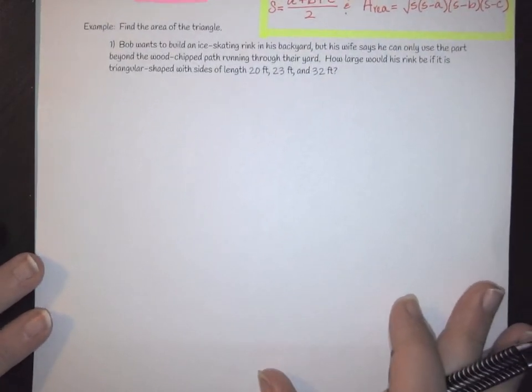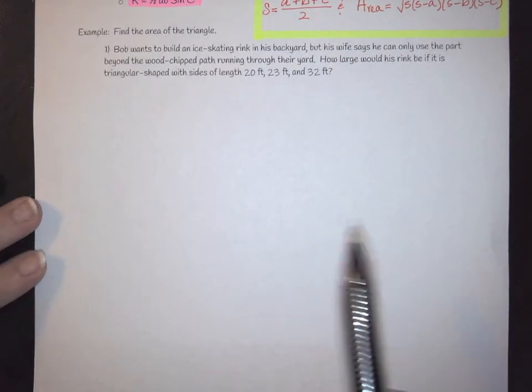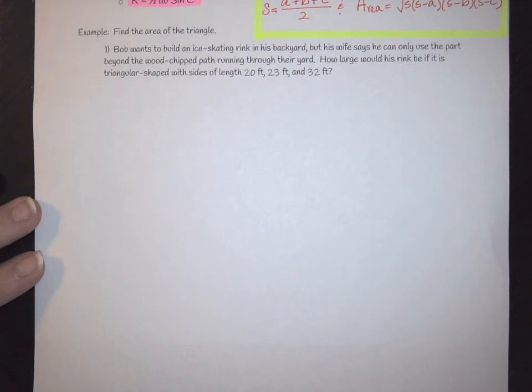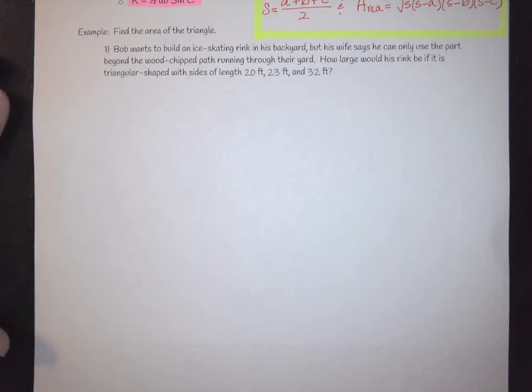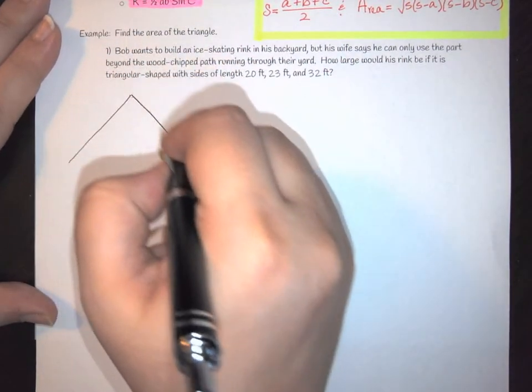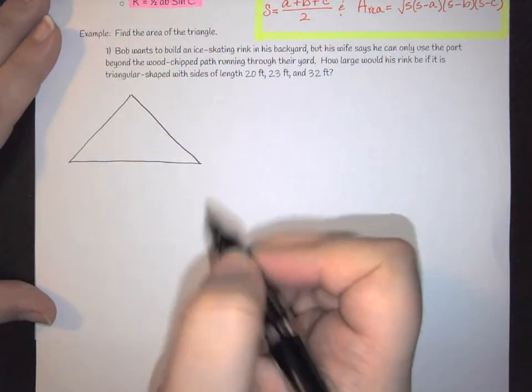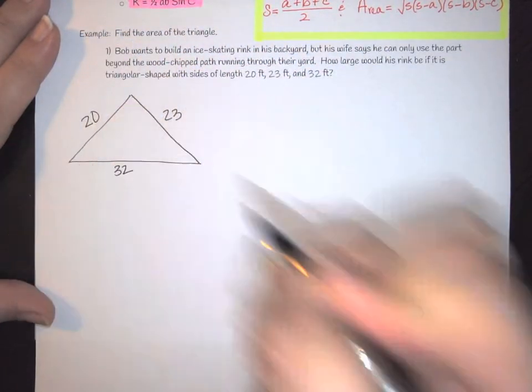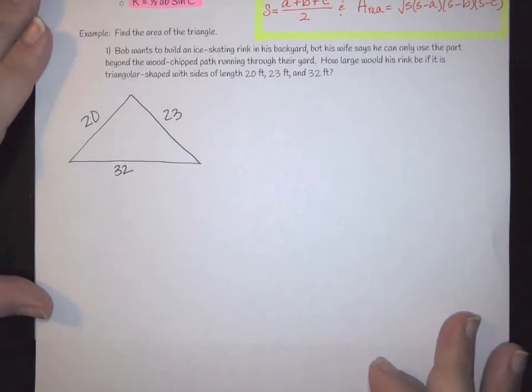So here we have that Bob wants to build an ice skating rink in his backyard, but his wife says he can only use the part beyond the wood-chipped path running through their yard. How large would his rink be if it is triangular shaped with side lengths of 20, 23, and 32? Of course, with this one, because we were given 3 side lengths, your triangle can look something like this, where we are told that we have 20, 23, and 32 feet for our different side lengths.